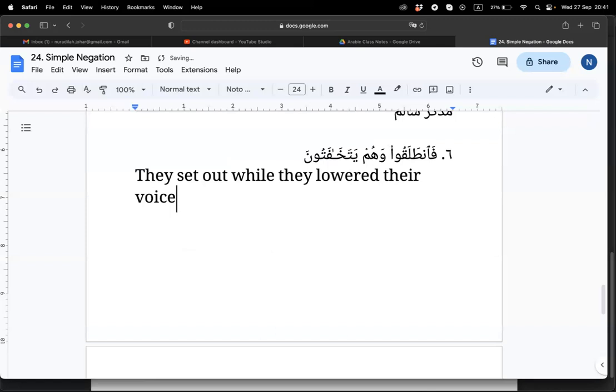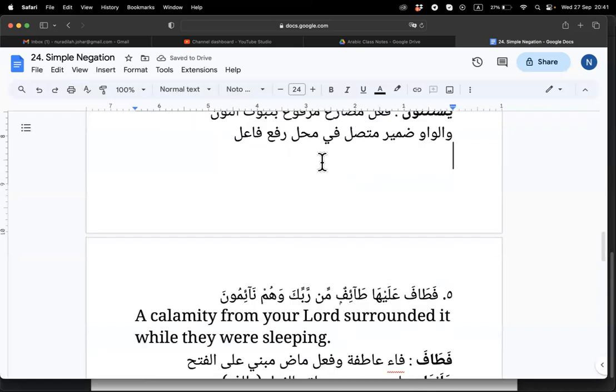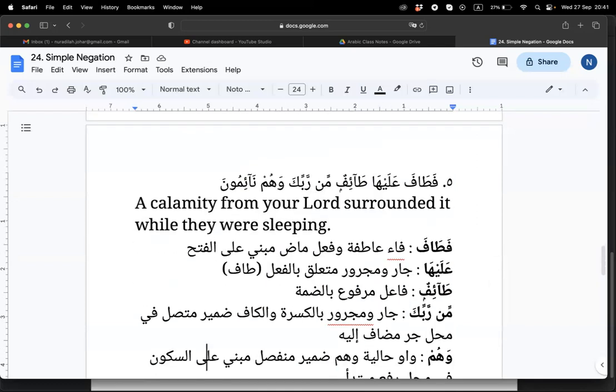Okay, this is related to voices. Yes, still talking about the same surah, about the people of the garden. Surah Qalam, I believe.